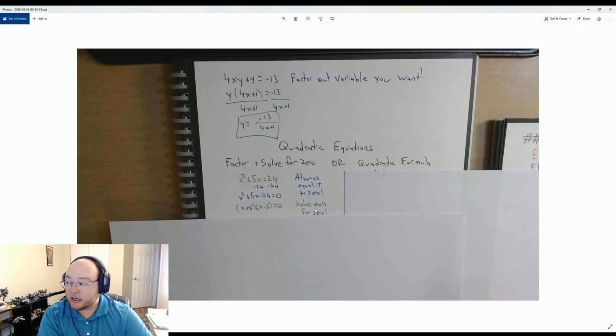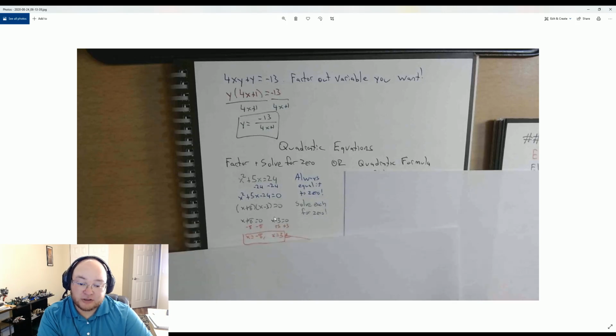Now we're just going to solve each of those parentheses for 0. X plus 8 equals 0, x minus 3 equals 0. Subtract 8 from both sides, add 3 to both sides. You get x equals negative 8, x equals 3.